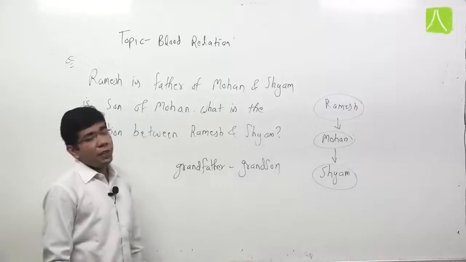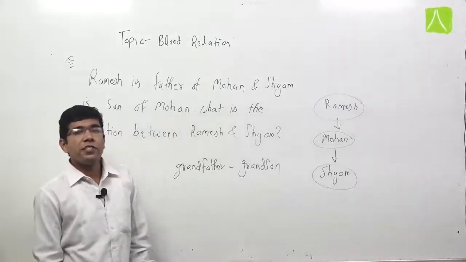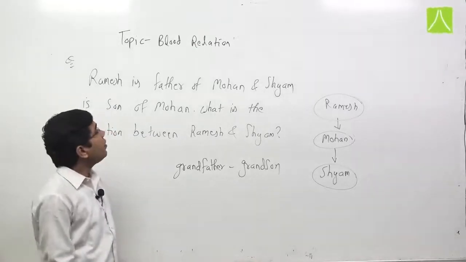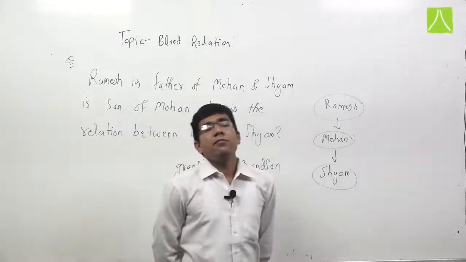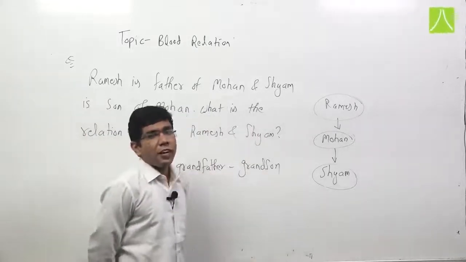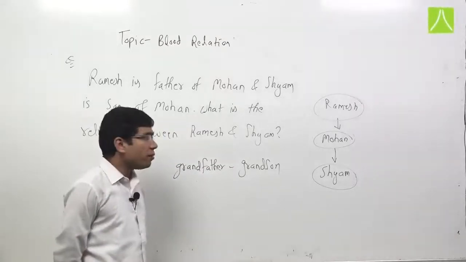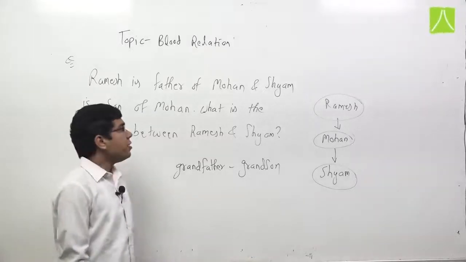So this is the topic blood relation, in which three types of questions we discussed. First, direct relation, second, family based tree, and third is the coded blood relation. This topic is very important from the point of view of the exam. Regularly 1 to 2 questions are asked in the exam. So according to this, we can easily handle this topic.